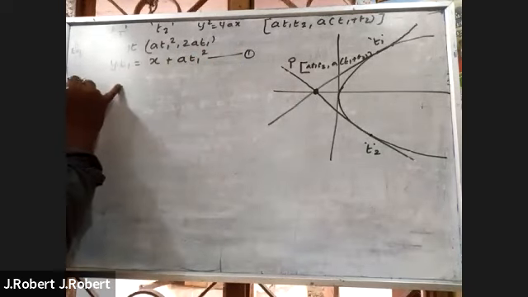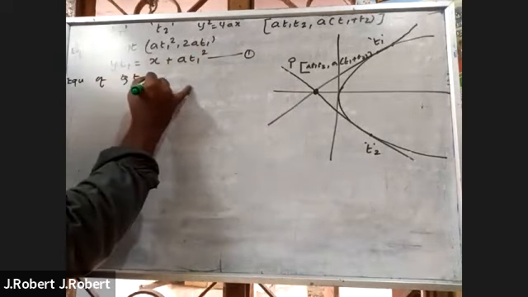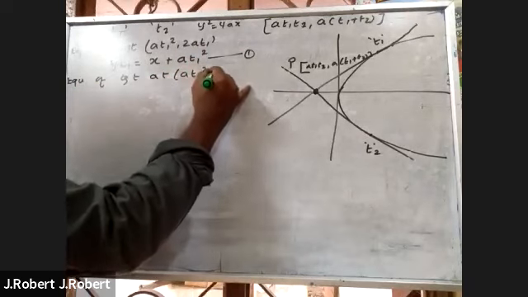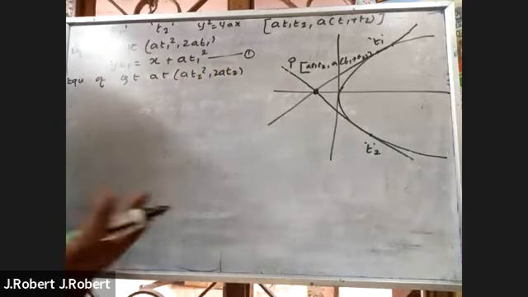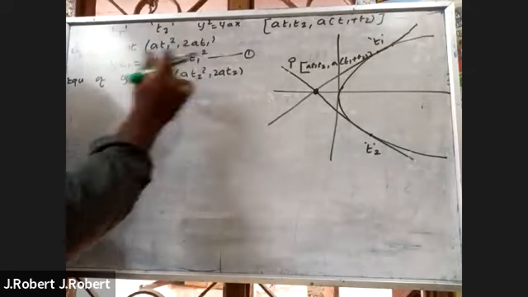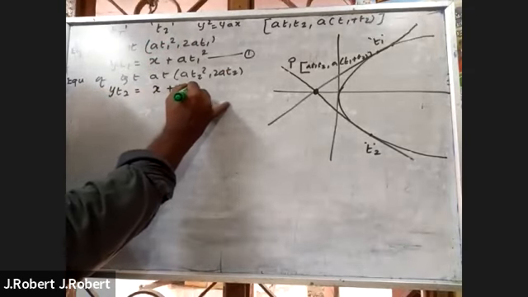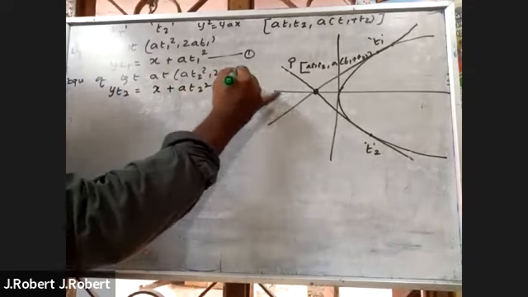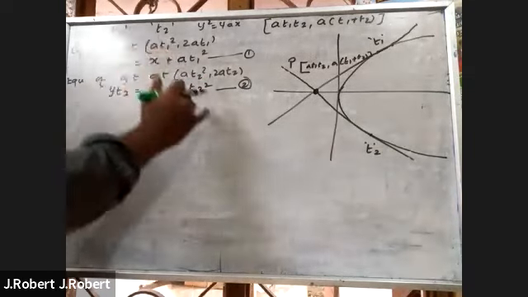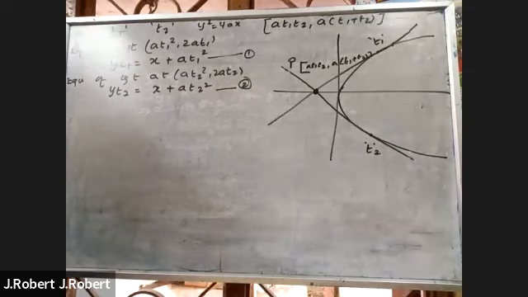Similarly, the equation of tangent at AT2 square comma 2AT2. There is no big difference; just instead of T1, we are going to put T2. yT2 is equal to x plus AT2 square. This is called equation 2. We are going to solve these two, equations 1 and 2. Okay? I am going to solve these two things.